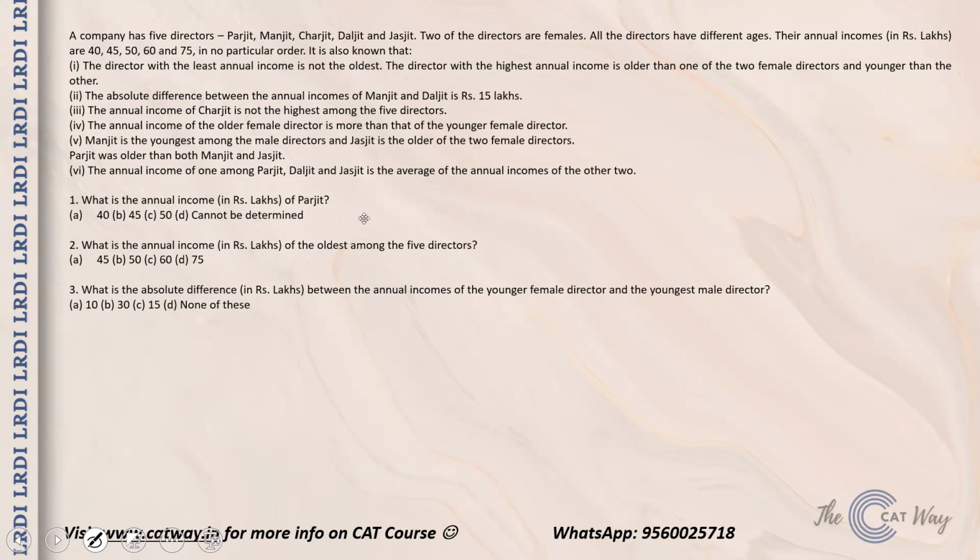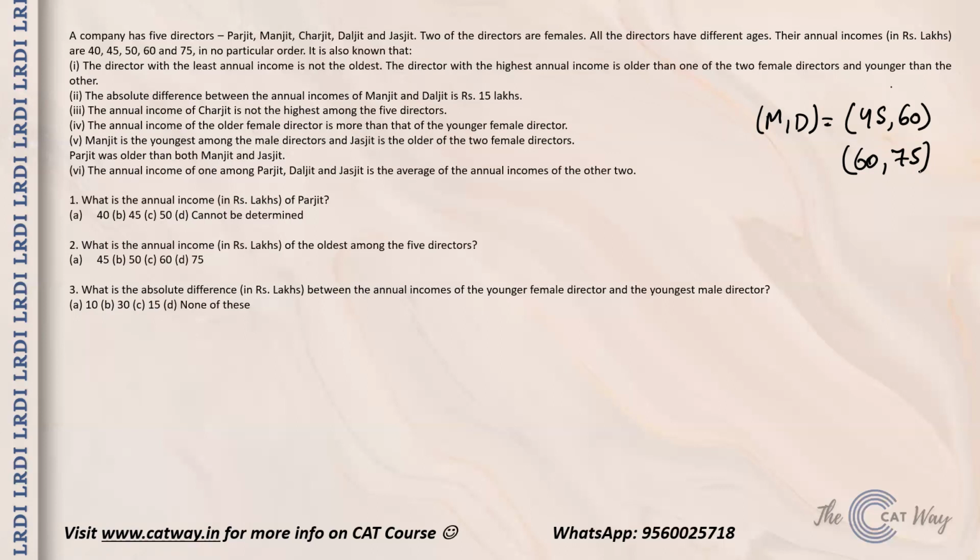Now the absolute difference between annual incomes of Manjit and Daljit is 15. So you get only 2 possibilities for it. One could be their incomes are 45 and 60 in any order, and the other possibility is that the incomes are 60 and 75 in any order. So this is done.